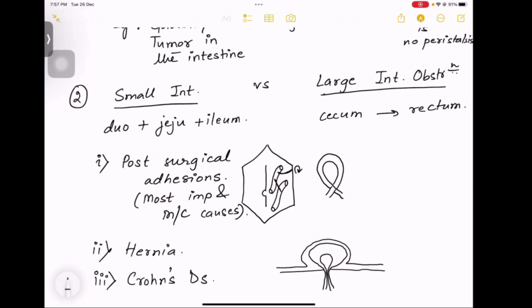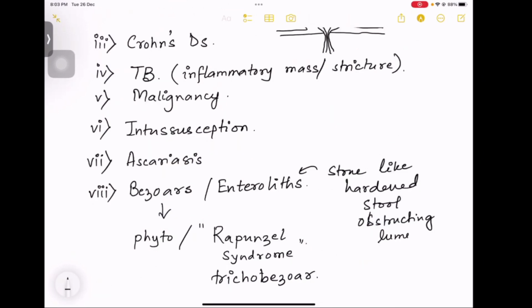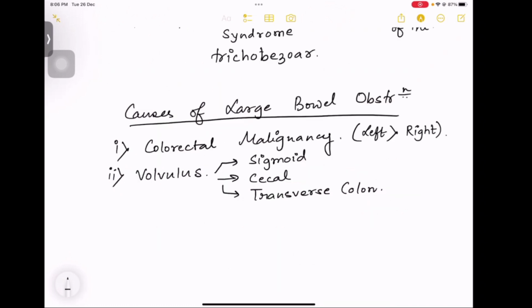Third cause of intestinal obstruction are the inflammatory bowel diseases, specifically to mention the Crohn's disease over here. Then we have tuberculosis in small intestine and malignancy, which can also contribute to small intestinal obstruction. 6th point is intussusception, which is usually seen in case of children. 7th is ascariasis, when the Ascaris has obstructed the small bowel. 8th point is the bezoars and the enteroliths. Now what are enteroliths? Enteroliths are the stone-like hardened stool which has obstructed the small bowel.